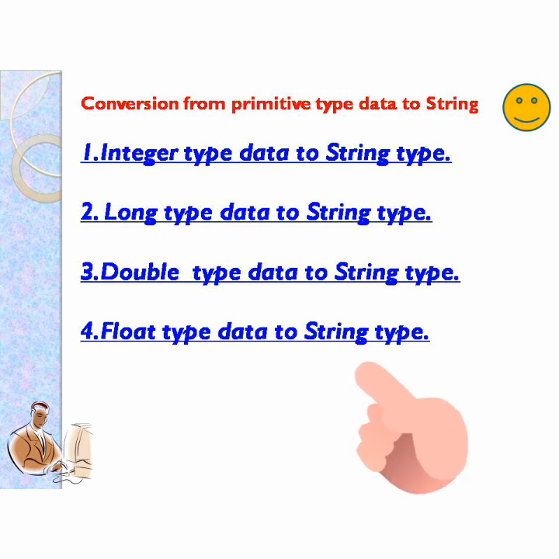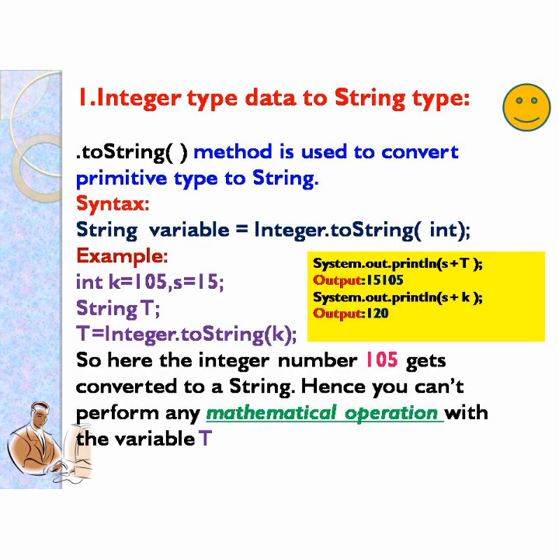Conversion from primitive type to string. Four are there. First, integer type data to string type. Number 2, long type data to string type. Number 3, double type data to string type. And number 4, float type data to string type. So how to convert these primitive data types to string data type? Let's discuss one by one. So first, integer type data to string type.